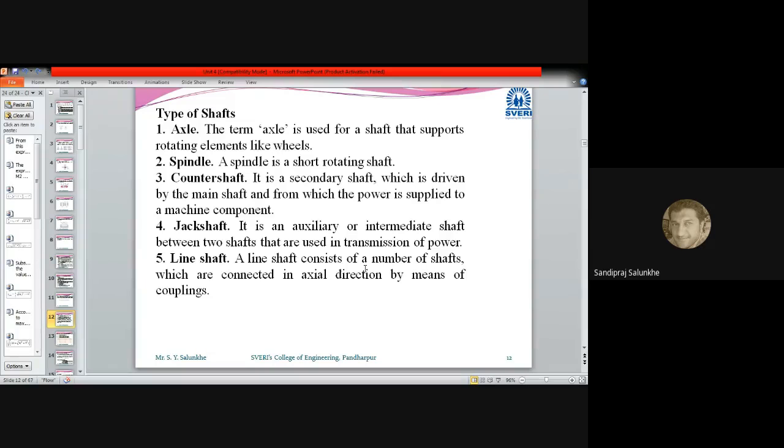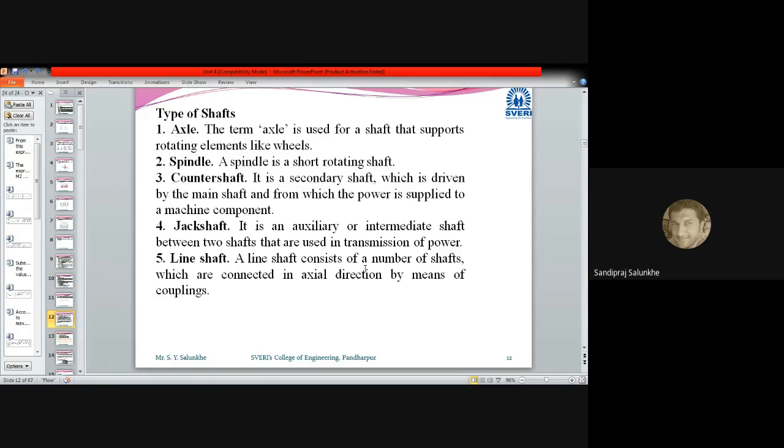That is gang drive and individual drive. You might have heard this word. Gang drive is nothing but when you operate different machines on a single shaft. It is called a gang drive. And if you are going to use individual machinery or motor or prime mover, it is known as individual drive.